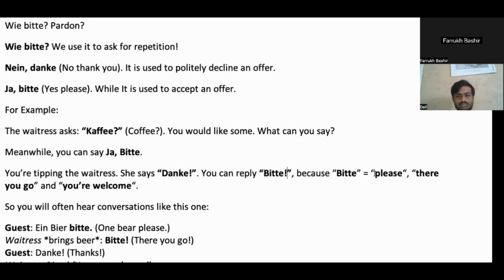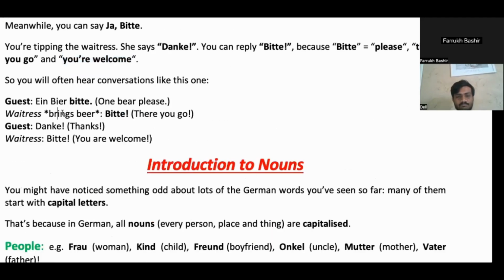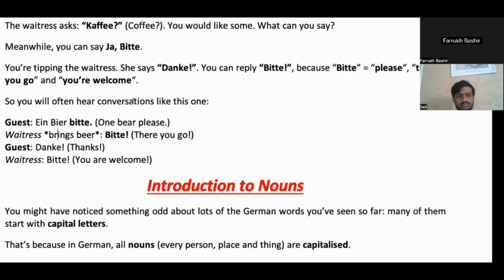"Bitte" can have three different meanings: please, there you go, and you are welcome. We can have a small dialogue to understand this. The guest says, "Ein Bier bitte," one beer please. So we have used here one meaning, please. The second scenario is the waitress brings the beer. I ask for beer, she brings it, and she says "bitte," meaning there you go.